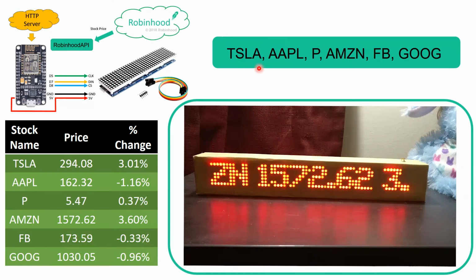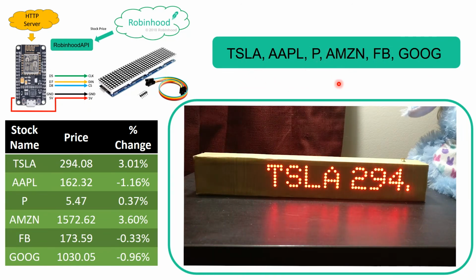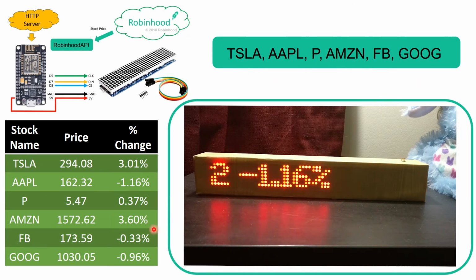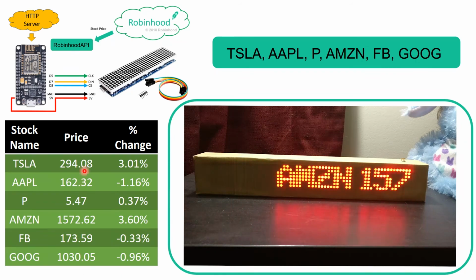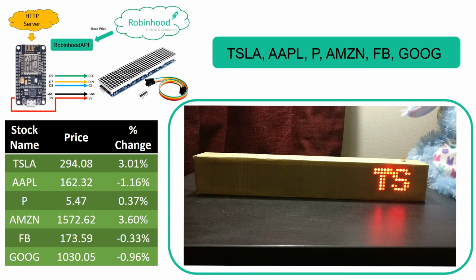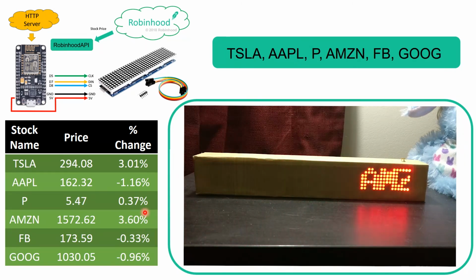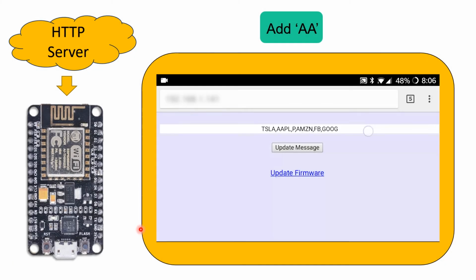Again, here there are a few stocks: Tesla, Apple, Pandora, Amazon, Facebook, and Google. These are the stock prices and these are the percentage changes, and you will see that these values are continuously scrolling through this dot matrix display.